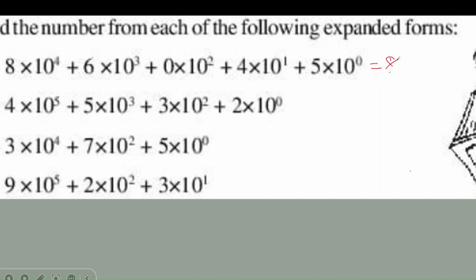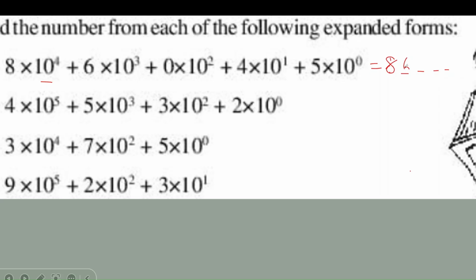So 8, and then I have 4 places after this. So 1, 2, 3, 4. I feel more comfortable when I draw these lines because I know how many digits I have after that. Now next is 6, and then 6 has 3 digits afterwards, so 6 will come here.